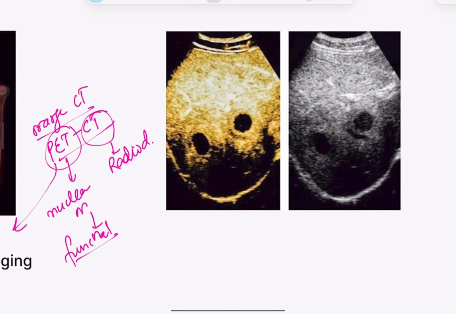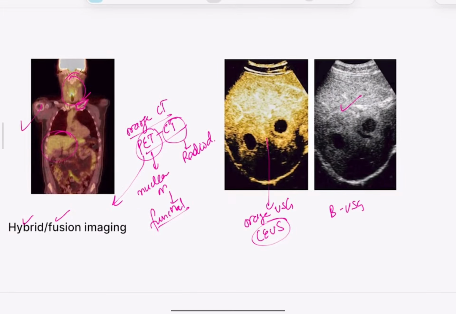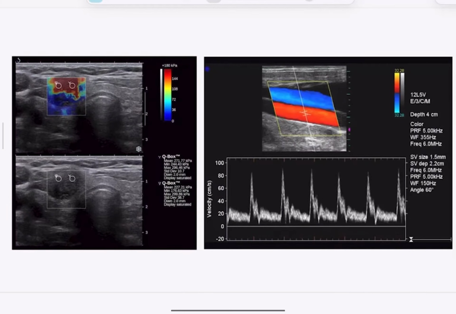Going to this one here, this is a routine black and white, the B mode of ultrasound, and when you see this orange colored ultrasound image, it is contrast enhanced ultrasound. So this orange CT is PET CT, orange ultrasound is contrast ultrasound. Going to this one, when you see the red and blue color ultrasound image, remember it's not always Doppler.